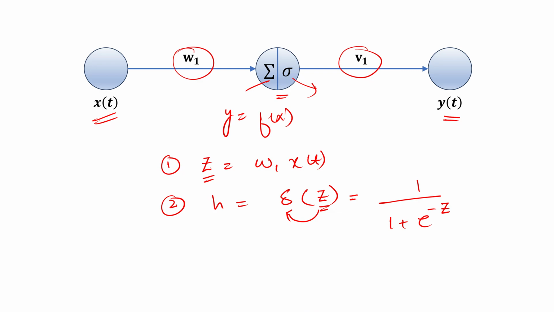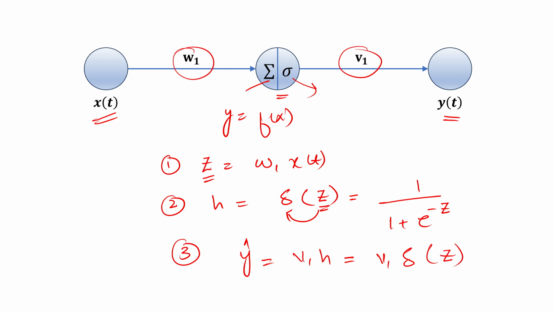Finally, this output is scaled by another weight v1, because neuron is connected with the output using this weight v1, and we will produce the final estimated output. So we will get our estimated function v1 h. So this is the final form of the estimation, or we can also write it like this: v1 sigma of z.